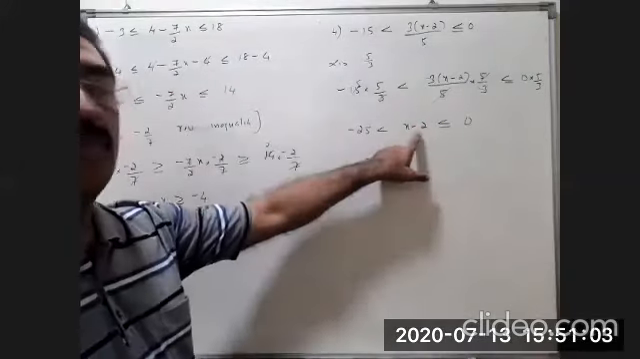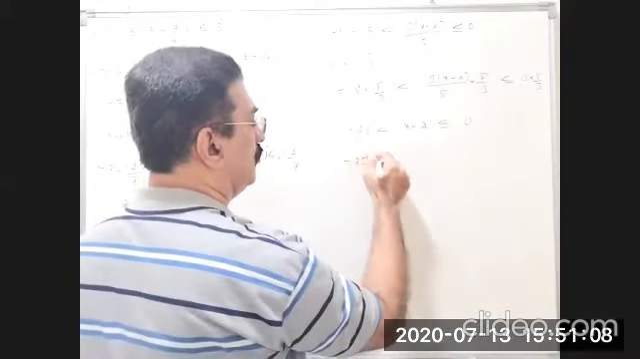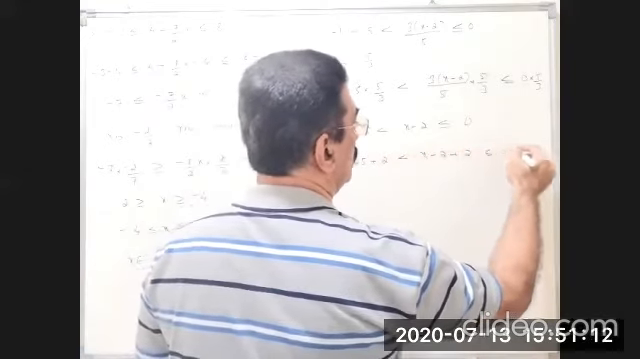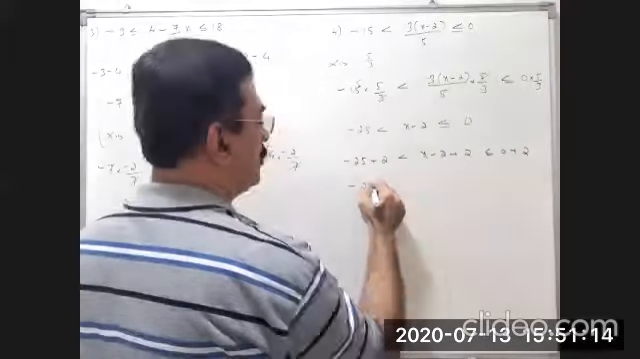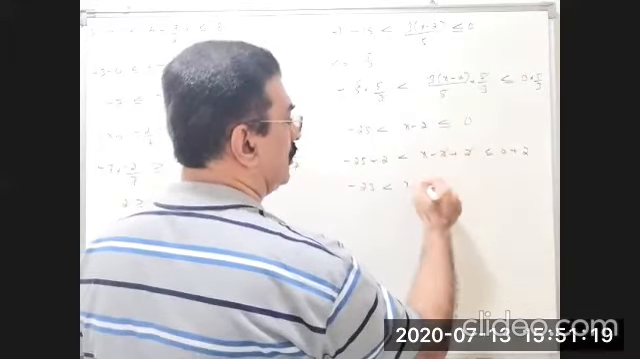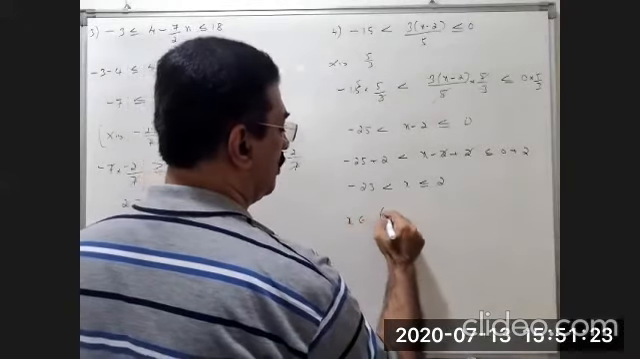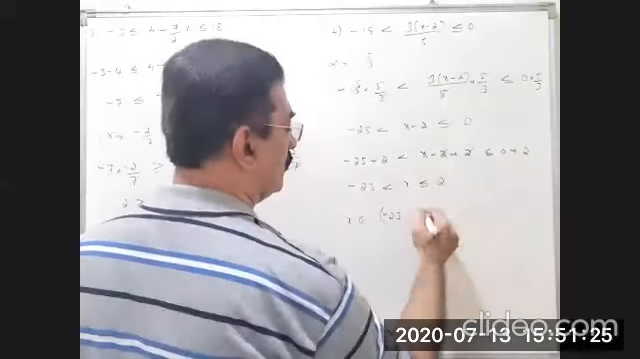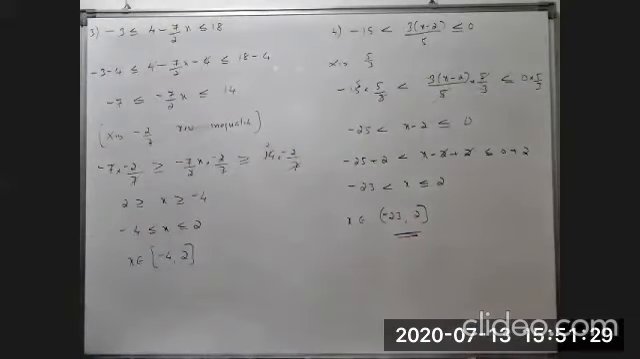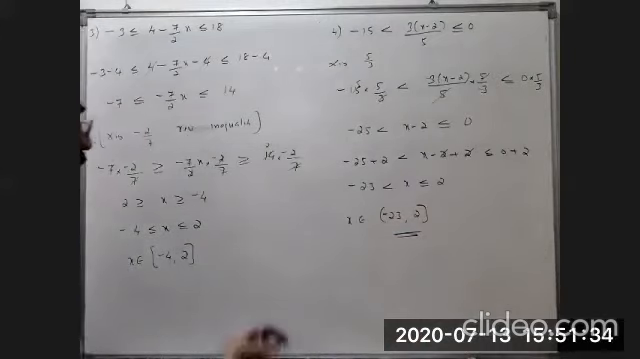Now, minus 2. What should we add? Minus 25 plus 2, x minus 2 plus 2, 0 plus 2. Minus 23 less than x minus 2. That is, x belongs to open minus 23 close 2. Question number 5 also we will do. Question number 6 is homework.